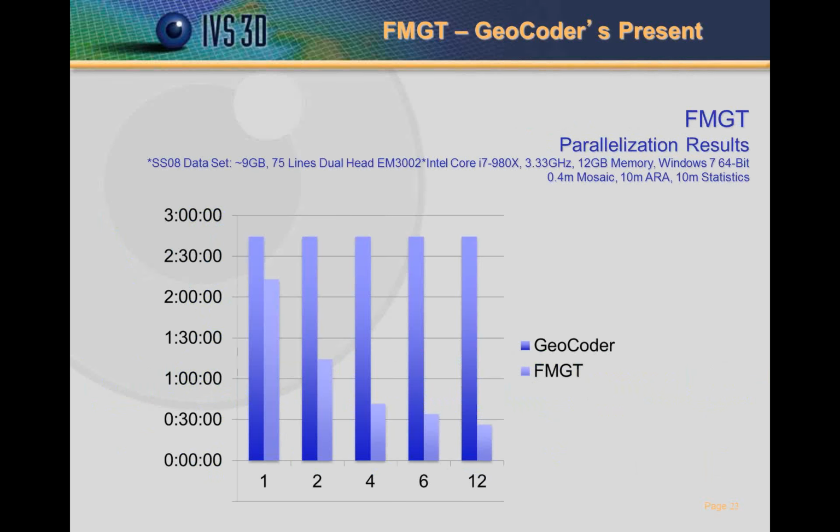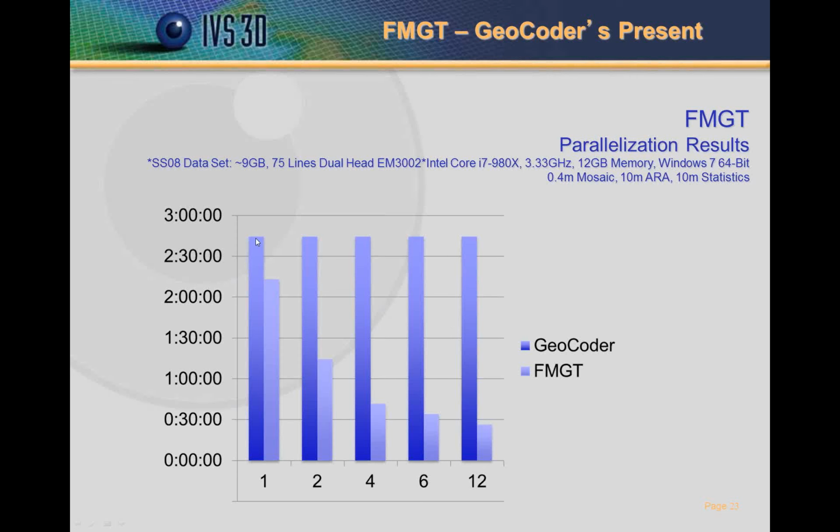Now, the results of that, this is a test data set. Some of you might be familiar with the Shallow Survey 08 data set. It was EM3002 dual head. It's about 75 lines, around 9 gigabytes of data. And these are the results from an Intel Core i7, which is the Nehalem. It's a 6-core chip, but it's hyper-threaded, so it can run 12 threads. So I built a 0.4 meter Mosaic. I did a 10 meter ARA, and this is the most computationally intensive of all the steps, is the ARA, and I built 10 meter statistics.